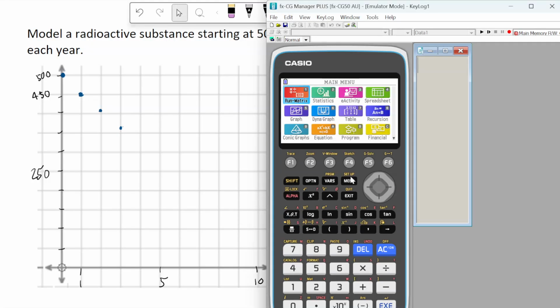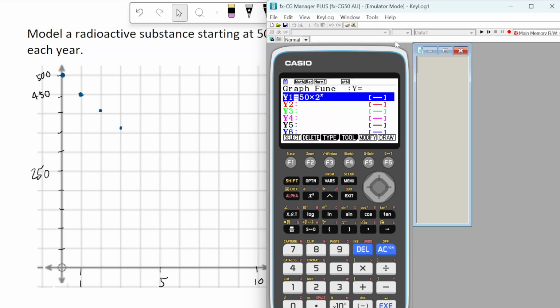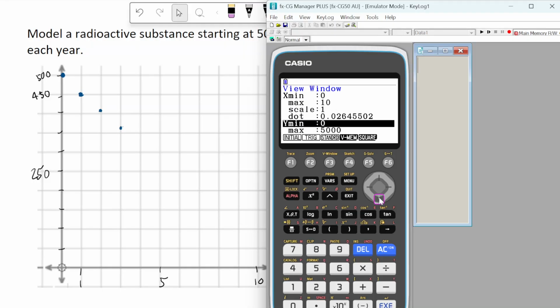If we graph this, so just going into graph there, our graph was 500 times 0.9 to the power of, we'll use x instead of t. And we can draw that graph. We don't want our window like that. We'd like to set the y max to, let's go a little bit over 500, so 550.